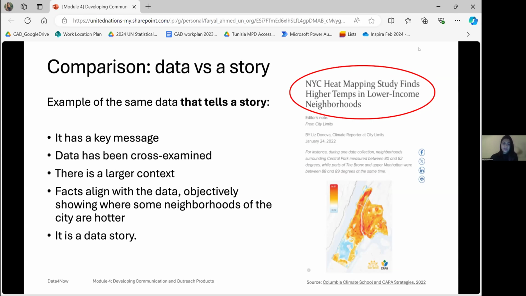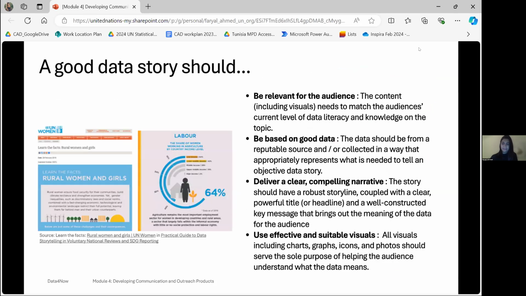Why it is a story is because it has a key message. It's making a correlation between higher temperatures and lower income neighborhoods. The data has been cross-examined. There's a larger context. For instance, it's giving in the beginning an introduction of what point we're trying to make here. And then the facts align with data, objectively showing where some neighborhoods of the city are hotter, and that's why it's a data story. Next slide, please.